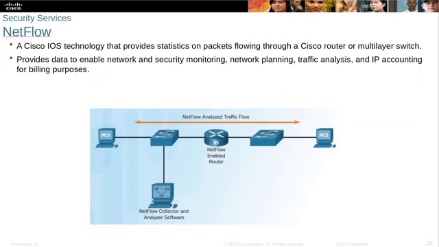NetFlow. NetFlow is a Cisco technology, and it provides statistics on the packets flowing through a Cisco router or a multi-layer switch. This is handy because it provides data to enable network and security monitoring, network planning, traffic analysis, IP protocol accounting, and even for billing purposes. It makes use of a NetFlow collector with analyzing software, and a NetFlow enabled device, like for instance the NetFlow enabled router in this slide.